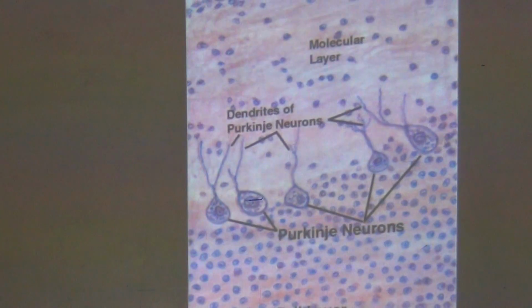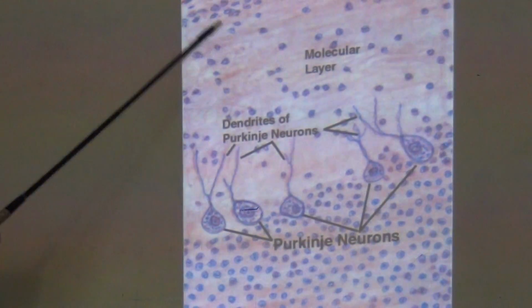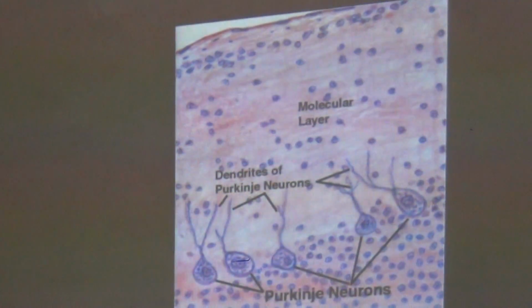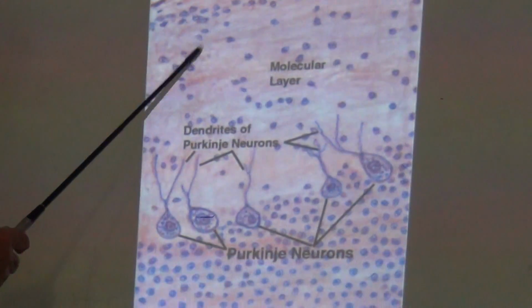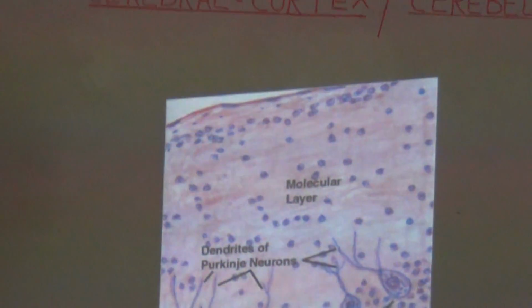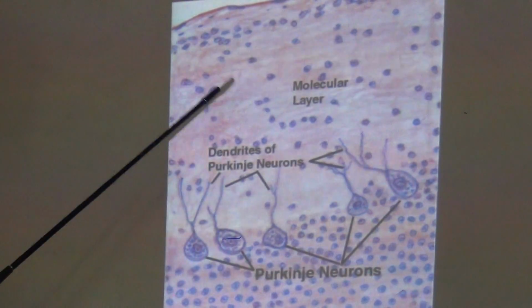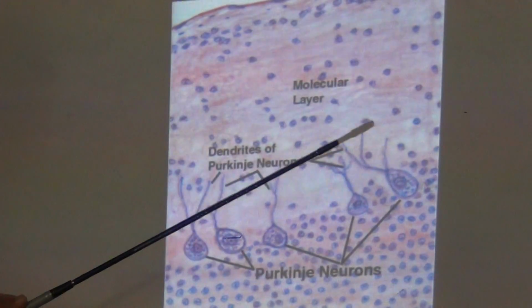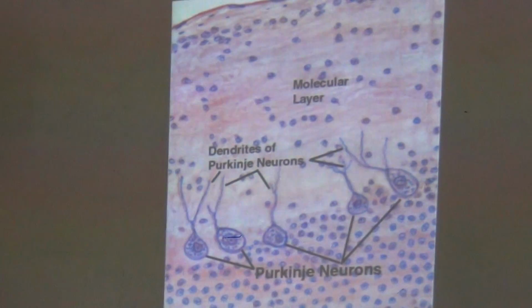The outermost layer is called the molecular layer. It is where the axons and the dendrites synapse, and if we take a cut section, they look like molecules. Therefore it is called the molecular layer.